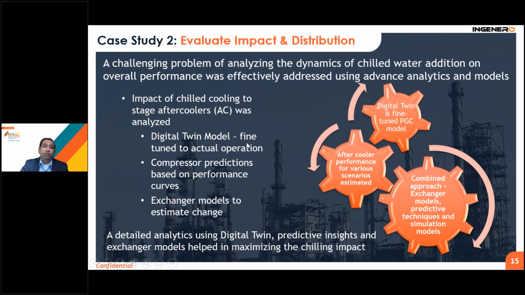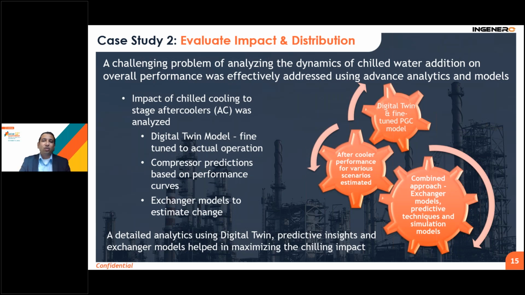Indeed, it was a challenging problem because of the dynamics involved. It was not just having the chilled water going to any exchanger. It was a complicated process because of the overall dynamics. Just adding chilling to any exchanger will obviously have a big change in the aftercooler performance, which will change the aftercooler outlet temperature and eventually even the composition stream.